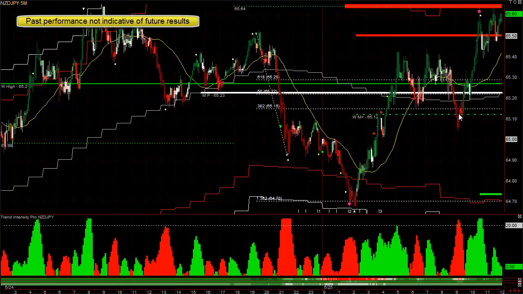And then this next pullback made a lower low, so I wouldn't have probably bought that one. If it had double bottomed right here, it would have been a good trade as well. Here's the New Zealand dollar.